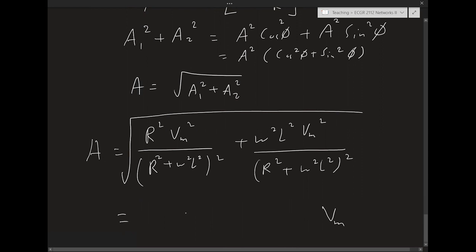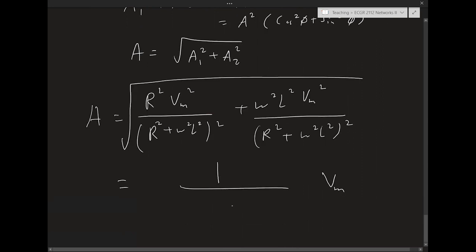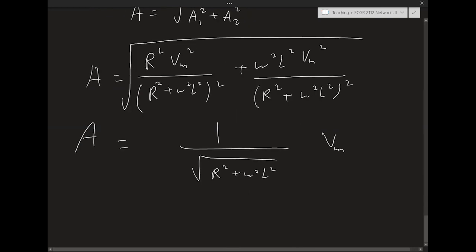Right, I end up with 1 over square root of R squared plus omega squared L squared. You see that, right? In the numerator, I have R squared plus omega squared L squared, and in the denominator, I have the same thing squared. So those cancel out, and there's a square root. So I end up with this expression for A. Now we're ready to write the response in the standard form.